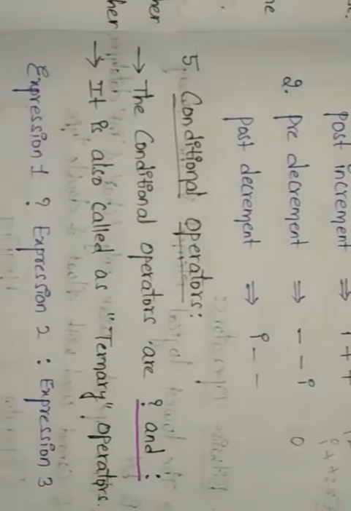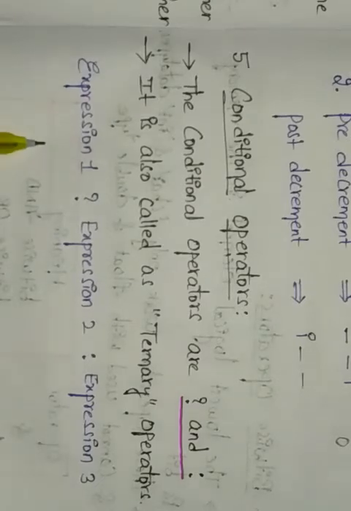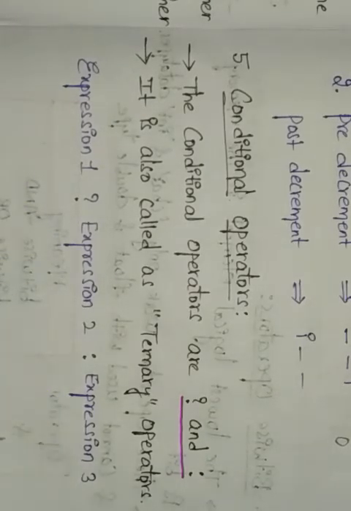And next we have the conditional operators. For the conditional operators, we have two symbols: the question mark and the colon. We can also call these the ternary operators. Why? Because here it performs with three expressions: expression 1, expression 2, expression 3.